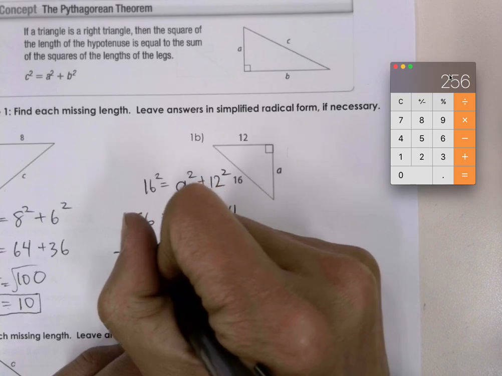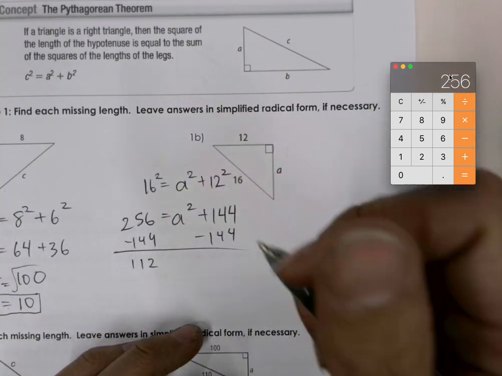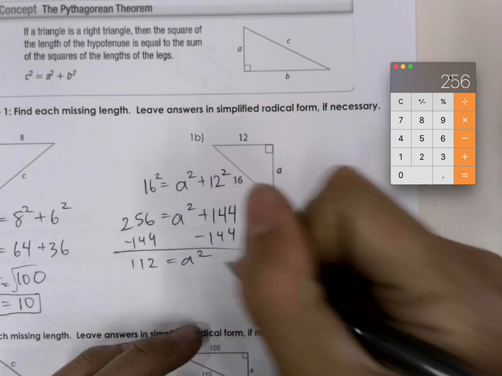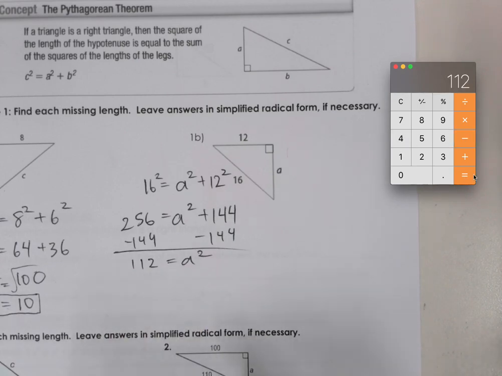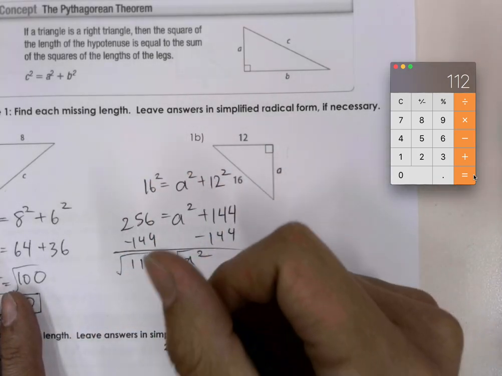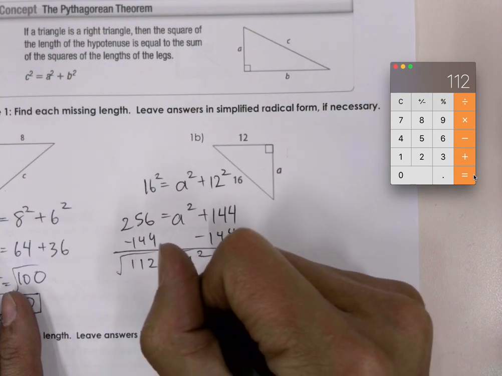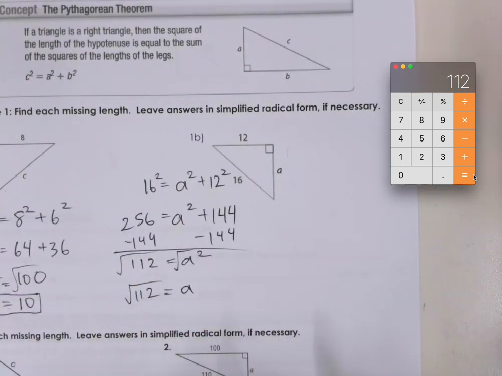And what do I get? I get 112. Is that right? Yeah, 112 is equal to a squared. Man, I feel like I'm doing something wrong because that doesn't sound right. Yep, that's it. So anyhow, we're solving for a, so we take the square root of both sides, and on one side we get a is equal to the square root of 112.